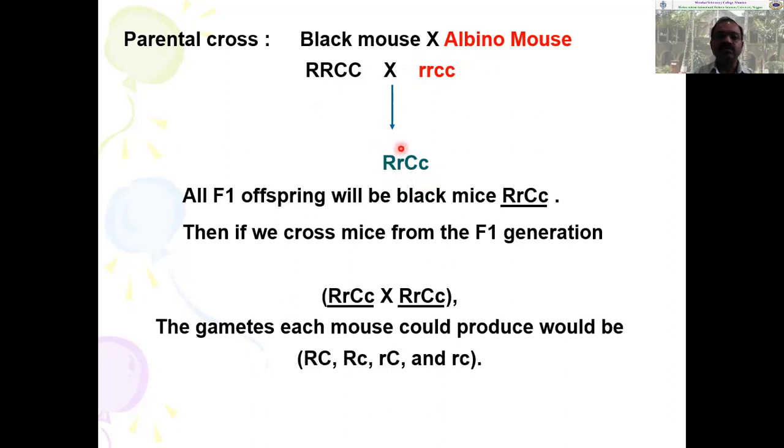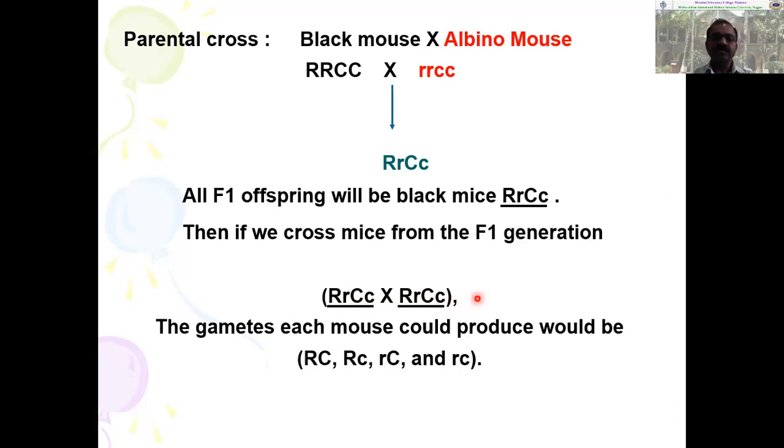Since both dominant alleles come together, all F1 would be black. Since capital R and capital C are in combination, all offspring will be black mice. Now, when these F1 black mice were crossed among themselves, we know that their genotype is capital R, small r, capital C, small c, crossed with capital R, small r, capital C, small c.